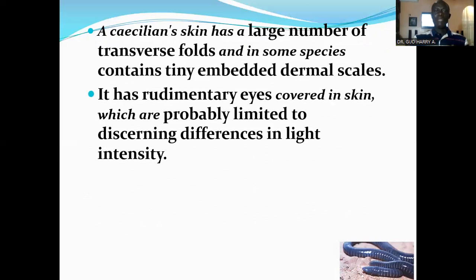It has rudimentary eyes covered in skin, which are probably limited to discerning differences in light density. The eyes are very rudimentary, and because they are covered by skin, they cannot see with the eyes. It only helps them to discern differences in light intensity.